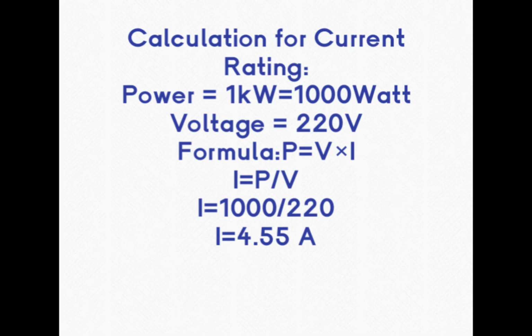So what is the power? P is equal to 1 kilowatt. 1 kilowatt converted into watt is 1000 watt. The potential difference is 220 volt. 1000 watt divided by 220 volt gives 4.55 ampere. So that means a 5 ampere fuse we should use. Okay, let us move on to the next question.